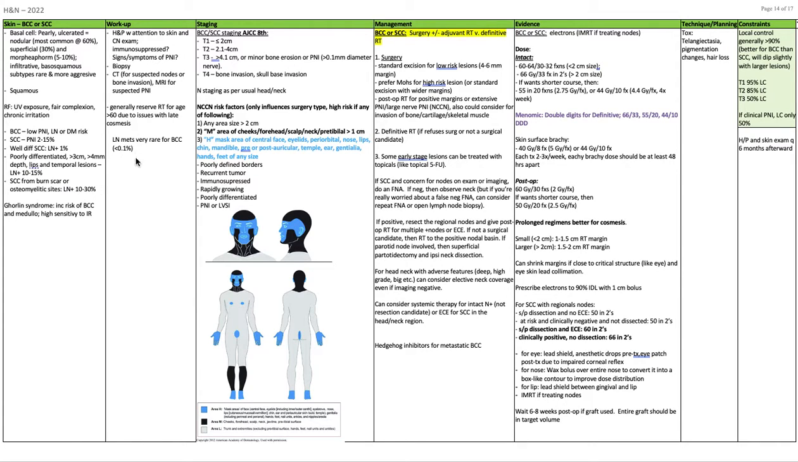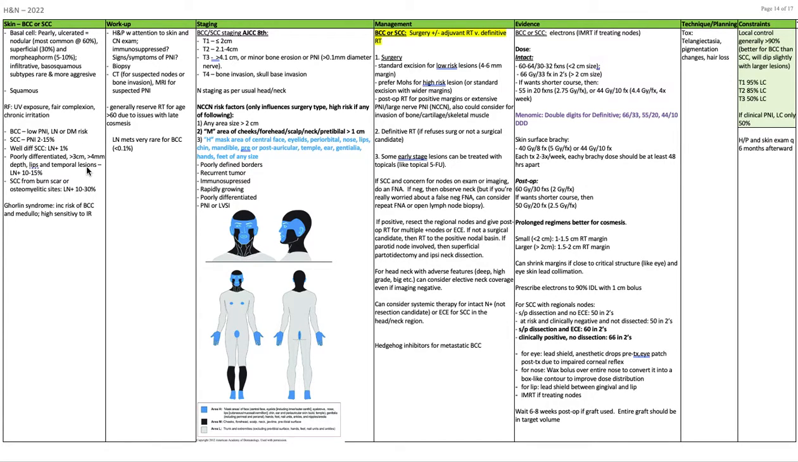Squamous cell risk factors are UV exposure, fair complexion, and chronic irritation. Basal cell cancers generally have low distant mets, lymph node positivity, and perineural invasion risk. Squamous cell has a slightly higher risk of perineural invasion, 2 to 15%. Well-differentiated squamous cells have very low lymph node positivity at about 1%.